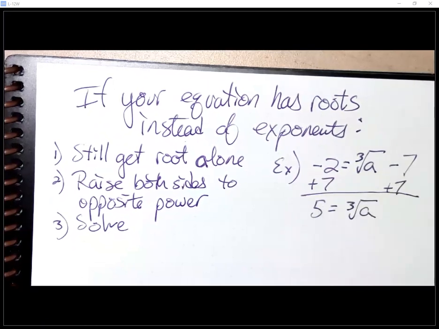So I have a cube root of a. What should I raise both sides to cancel out that cube root? What cancels a cube root? Yeah, raising it to the 3rd power. Just like canceling out a square root, you square it. Canceling out a cube root, I'm going to cube it. So I'm going to raise both sides to the 3rd power.